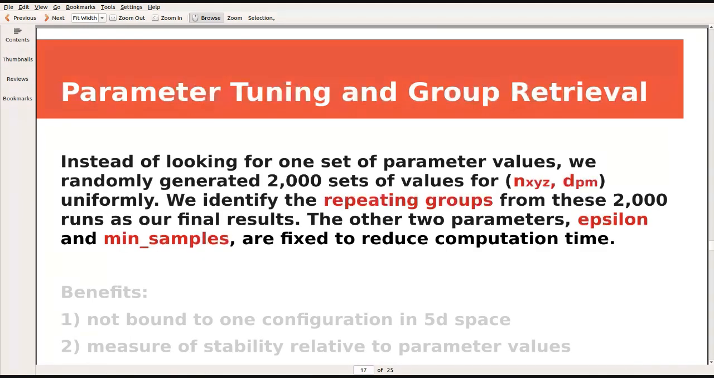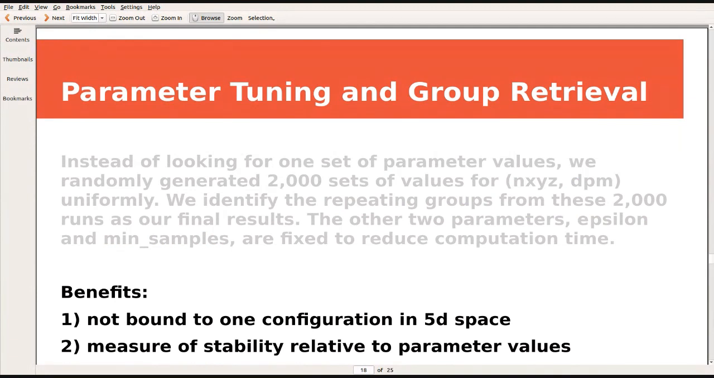In case you haven't noticed, we still need to find that one perfect set of parameters if we just follow through. Instead of doing that, I'm going to randomly generate 2,000 sets of parameters within some range. And instead of using one set of parameters, we're going to identify the most repeated groups from these 2,000 sets as our final results. When I generated random parameters, we're actually fixing epsilon and min samples. This is basically to reduce the computation time because they simply do not do much for our exploratory analysis.